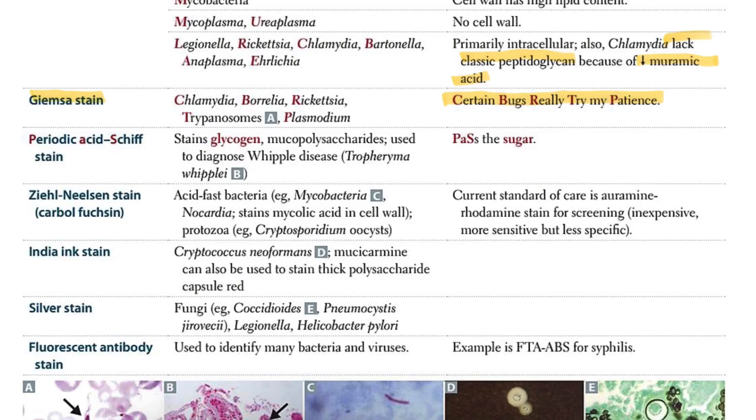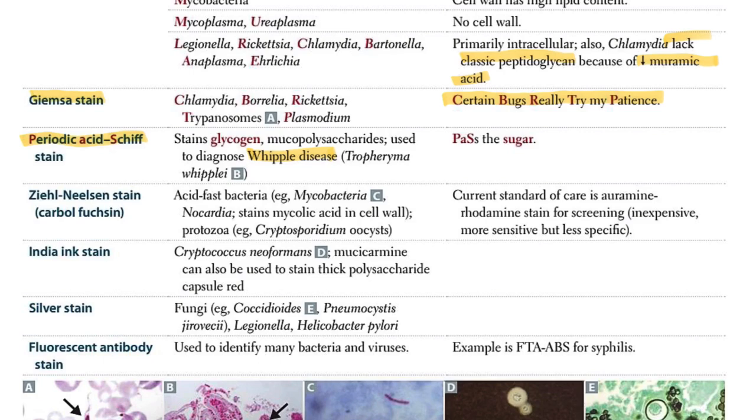Next is periodic acid Schiff stain, also known as PAS stain. What does PAS stain mean? We can easily detect glycogen, mucopolysaccharides and fungal cell walls. It is mostly used for diagnosing Whipple disease, caused by Tropheryma whipplei.